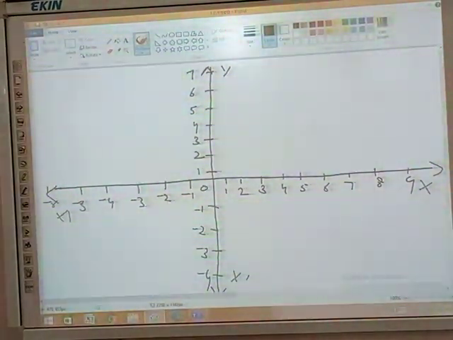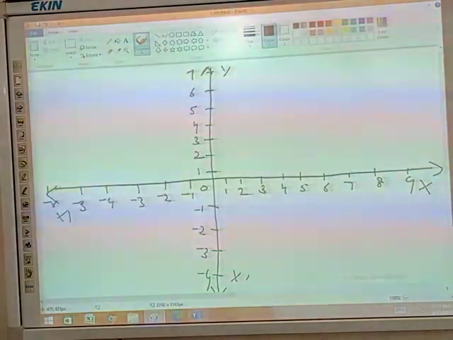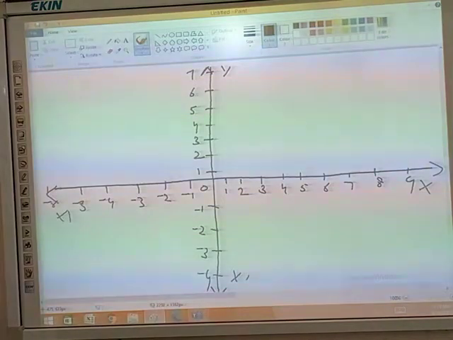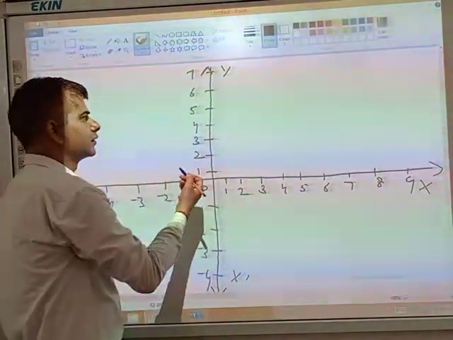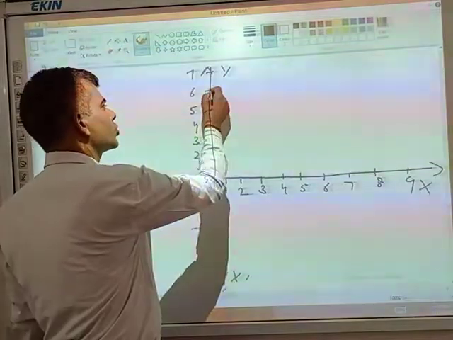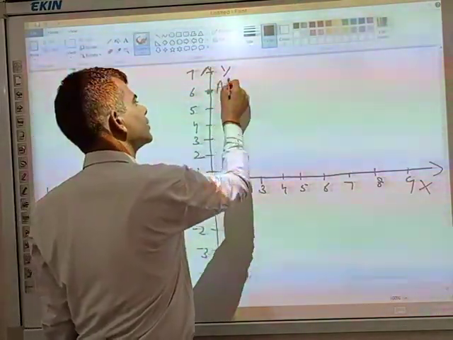Students, the point (0, 6): x coordinate 0, y coordinate 6. Where does this point lie: first quadrant, second quadrant, third quadrant, fourth quadrant, x axis, or y axis? Please tell me. The first point is (0, 6). It lies on the positive y axis. This is (0, 6), point A.